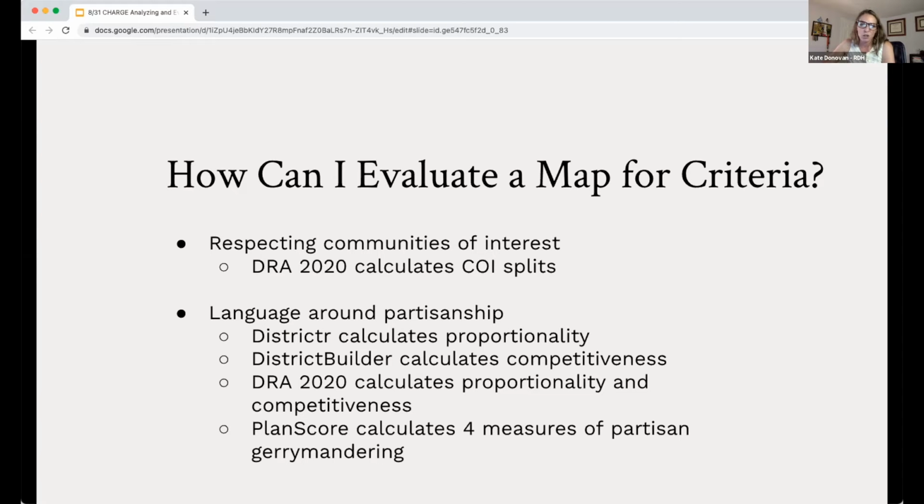And last but not least, language that attempts to limit partisan gerrymandering. Again, it can be difficult to assess. The Supreme Court has said there is no standard or metric they find acceptable as a measure of partisan gerrymandering. So there's a lot out there. Districtor provides a measure of proportionality. District Builder provides a measure of competitiveness. DRA 2020 calculates proportionality and competitiveness. And then Plan Score would be your best bet if you're really interested in this issue, since they have 4 different measures of partisan gerrymandering there.